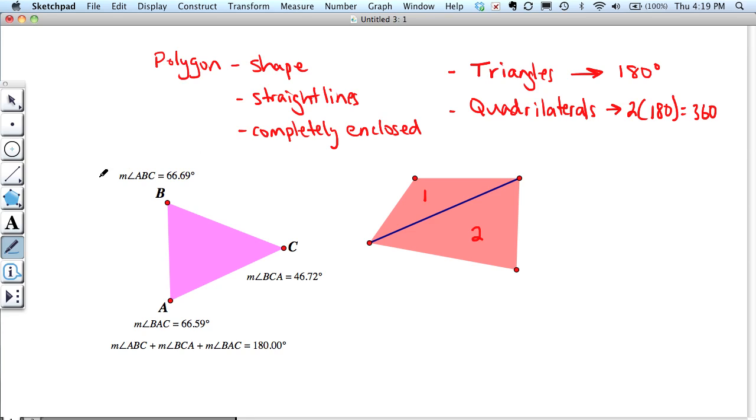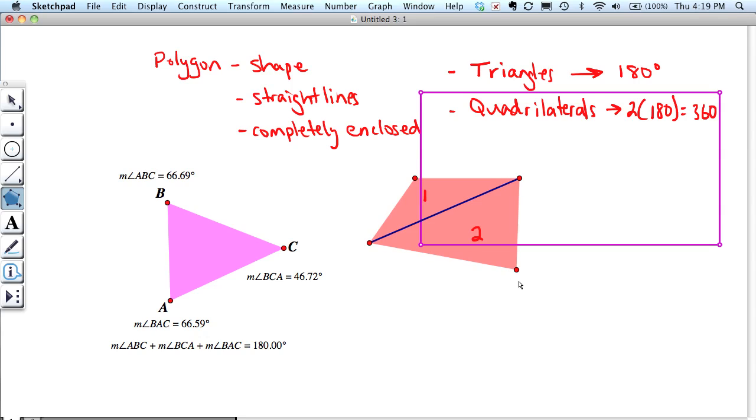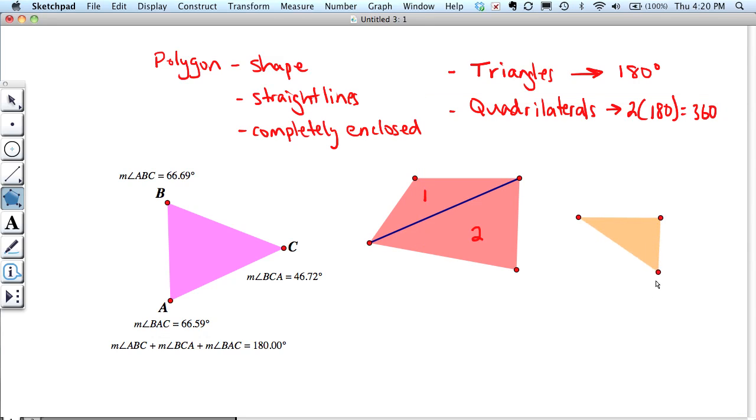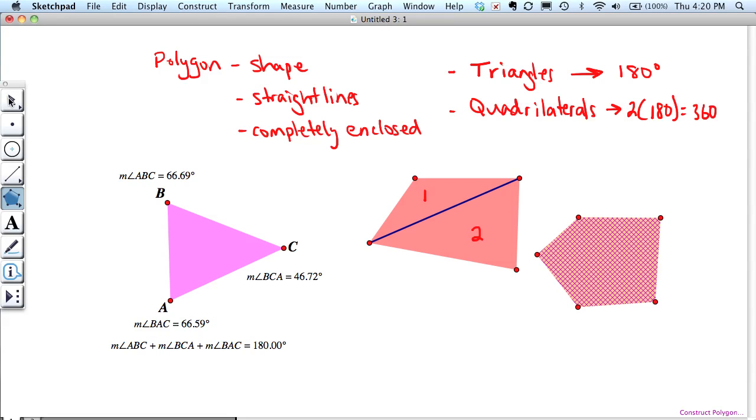And I can do the same thing with a pentagon, where I can go 1, 2, 3, 4, 5. So a pentagon has 5 sides. And I'll do the same thing. Instead of measuring them all, I'll just divide it into some triangles. So I'll pick this vertex here and draw one diagonal, and then I'll draw a second diagonal.